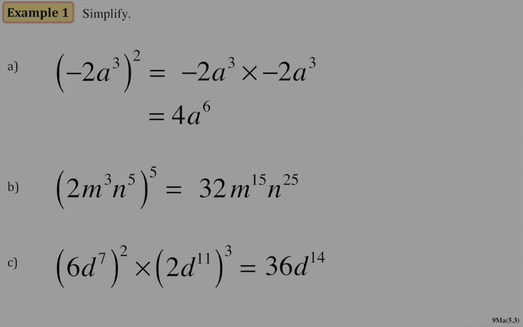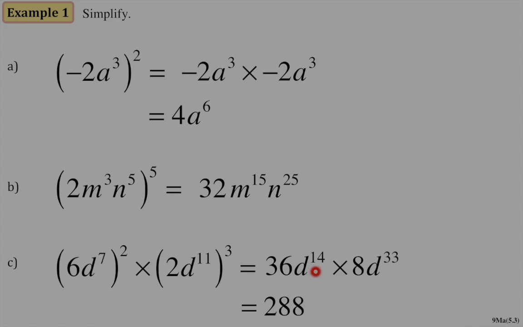2 times 2 times 2 is 8. And when you're looking at the power of d, it's d to the power of 11 to the power of 3. A power to a power, you need to multiply them. 11 times 3 is 33. So now we're going to look at the 36 and the 8. We'll times them to get 288.